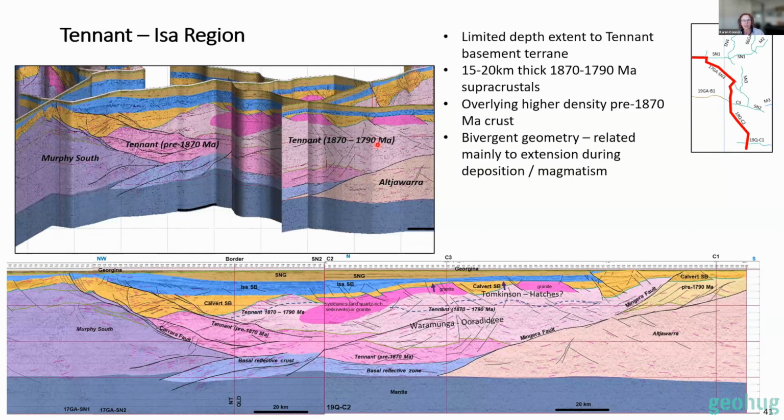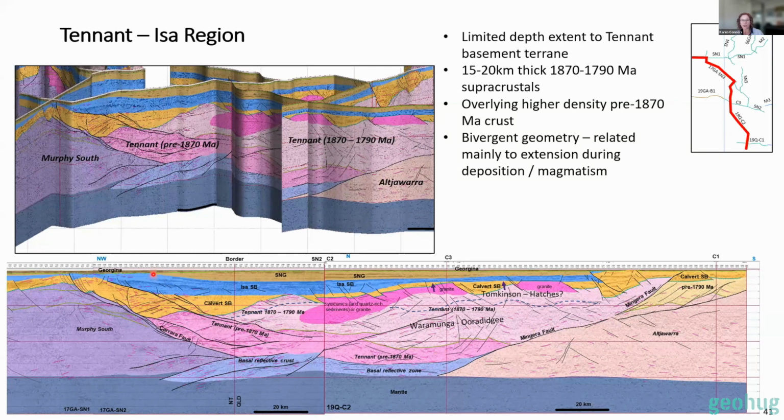So looking at this, you can see the limited depth extent. There's the 3D image and then just stretched out as a 2D image, that this Tennant Basin terrain is of limited depth extent, with quite a thick package of supercrustal rocks, including the Warramunga, Orodigi, Tompkinson, and Hatches Creek groups. And they overlie a basement which models as higher density, with some low angle fault blocks.